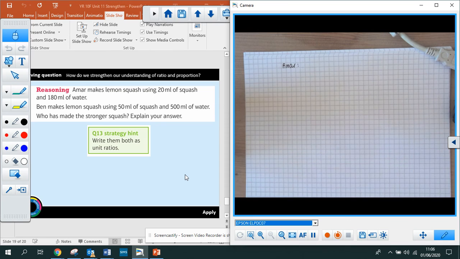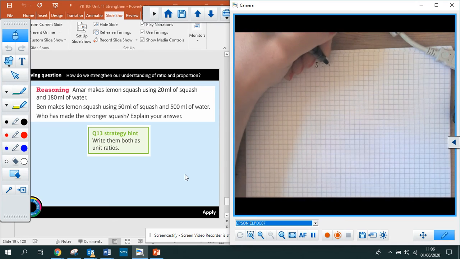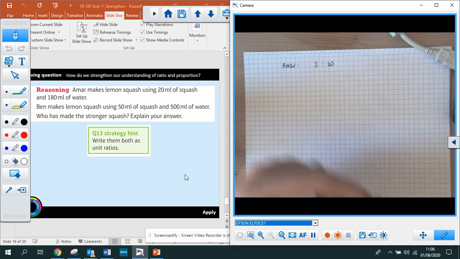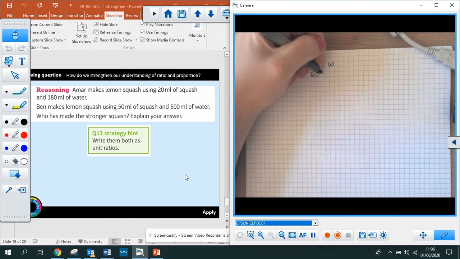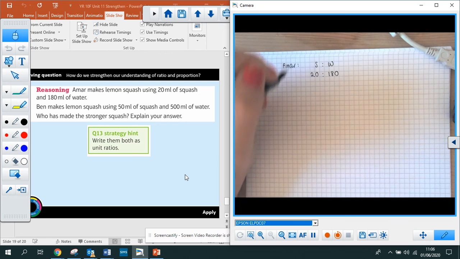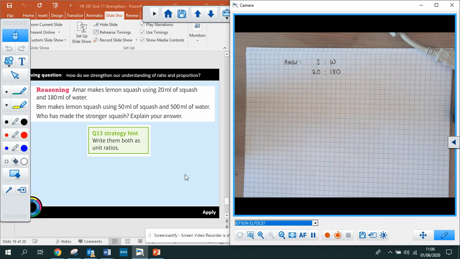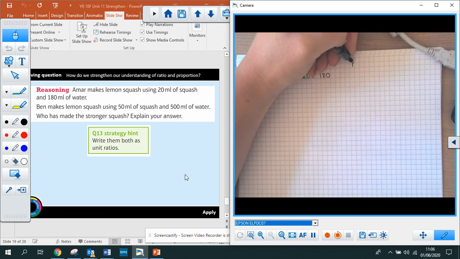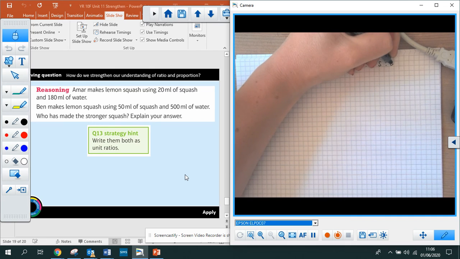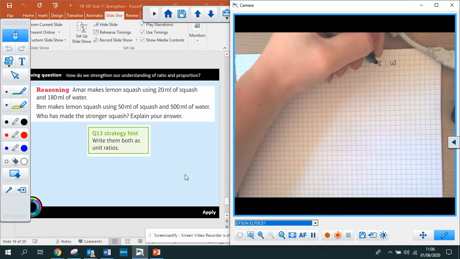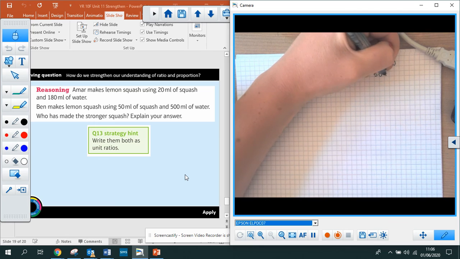So he makes lemon squash using a ratio of squash to water of 20 to 180 millilitres. So 20 to 180. Then I'm going to do the ratio for Ben. Ben makes squash using squash to water in a ratio of 50 millilitres to 500 millilitres of water.